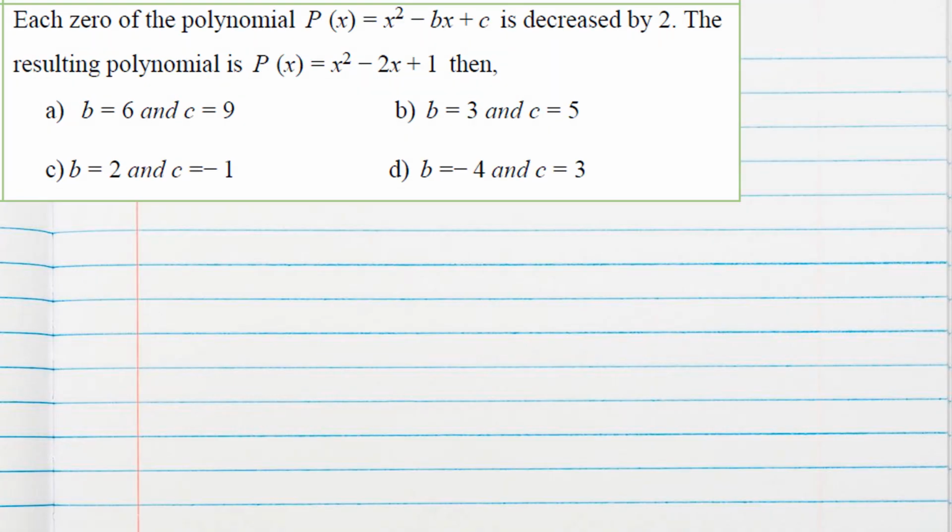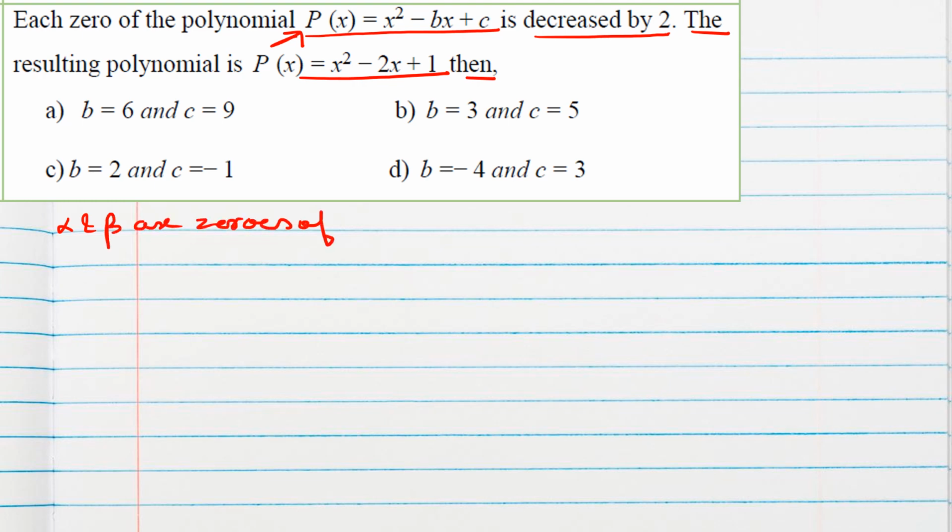Next question: the zero of the polynomial. This polynomial is decreased by 2. The resulting polynomial will be this one. Then we should find the values of b and c. Okay. First of all, we'll suppose alpha and beta are the zeros of this polynomial. Alpha and beta are zeros of x square minus bx plus c.